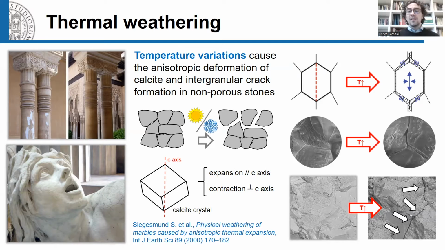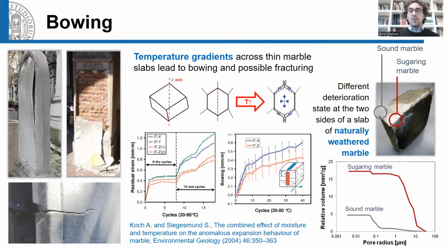As a result, this anisotropic thermal deformation leads to the opening of microcracks, because the calcite grains in marble are very tightly packed with no voids between the grains. So as soon as the grains start to deform and all of them have different crystallographic orientations, then stress arises and microcracks are formed.